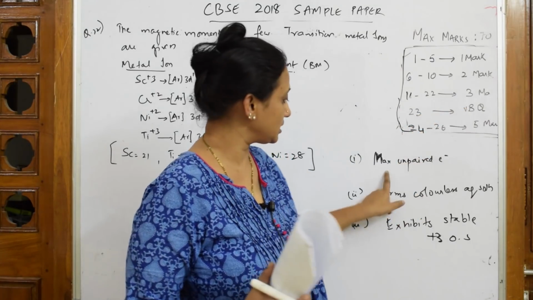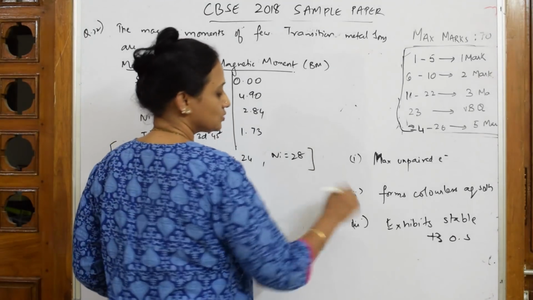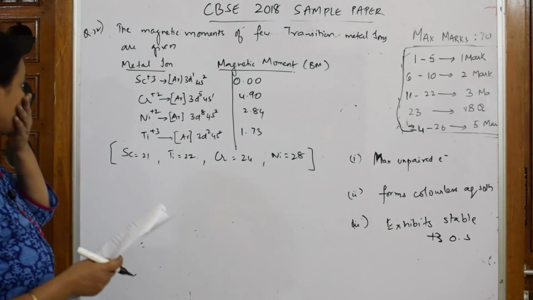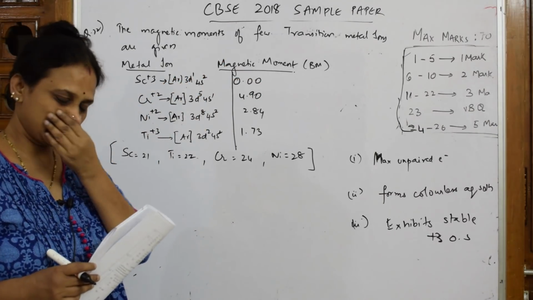When it is a 3 marks question, they'll give you 3 different bits, so 3 different questions, each carrying 1 mark. So everything carries 1 mark. Let us solve this question. What do they give us? The magnetic moment of a few transition elements is given. Magnetic moment is given. Done.